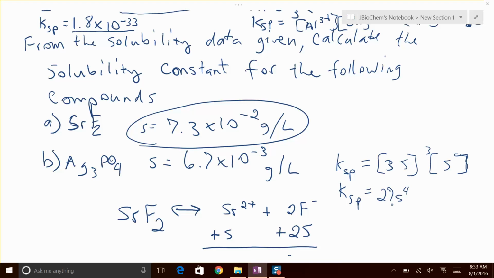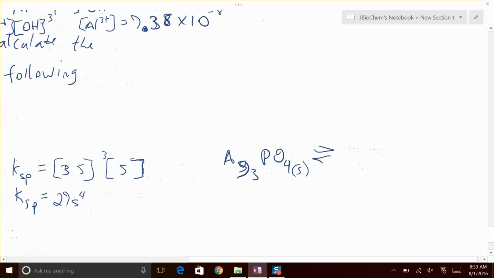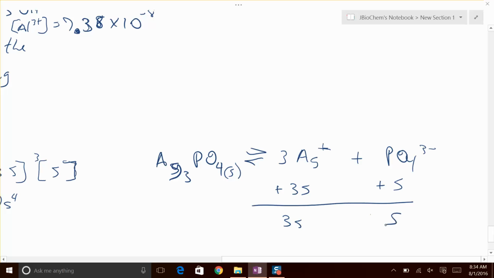Can you show me how you broke that Ag3PO4 and made it balanced? Sure. Okay. So we have Ag3PO4, and this is your solid, and it's going to dissociate into Ag plus, but I have 3 of them to balance it, right? Plus PO4 3 minus. I just need one of those. So this is plus 3s plus s. So at equilibrium, I have 3s and s.